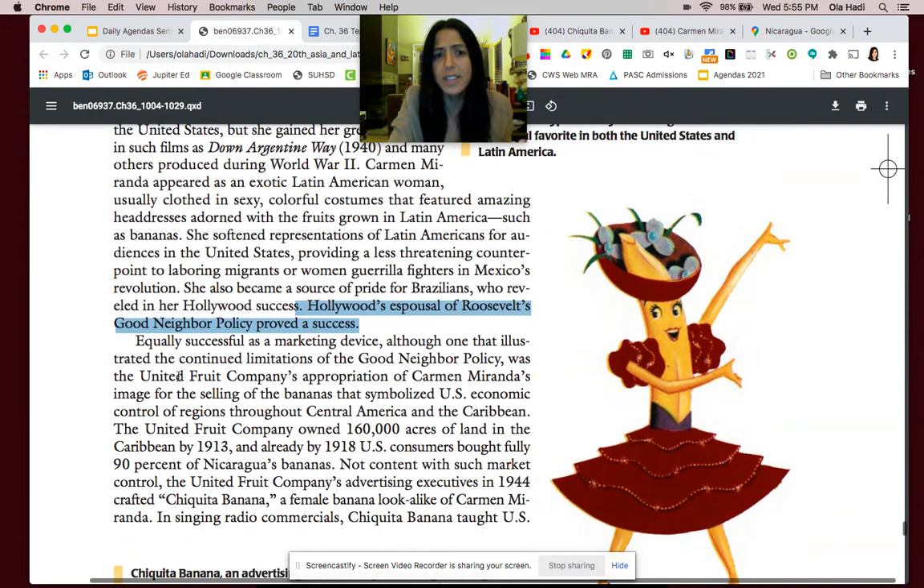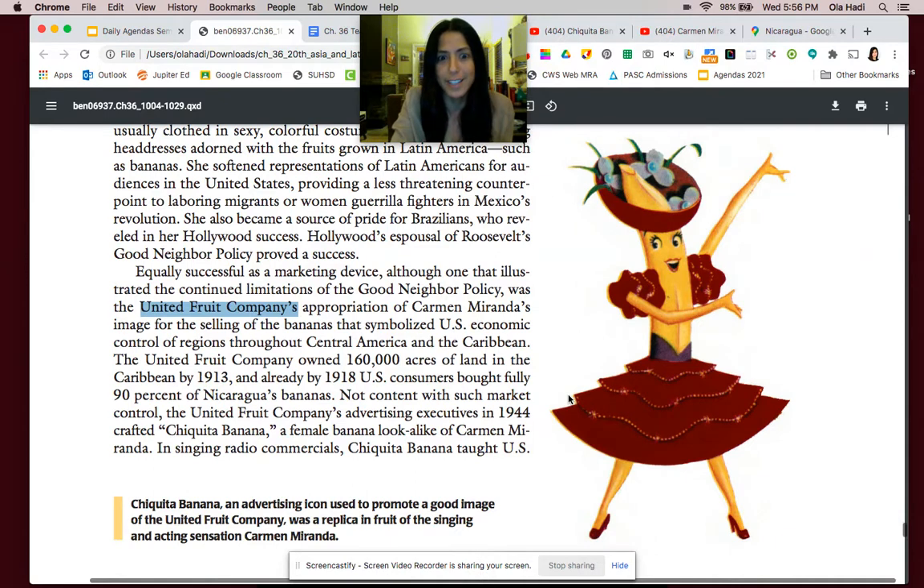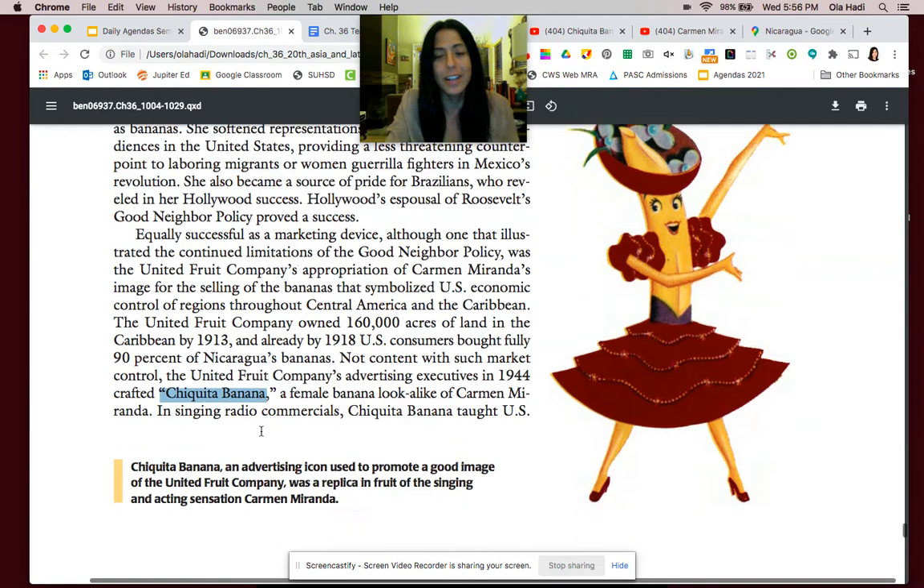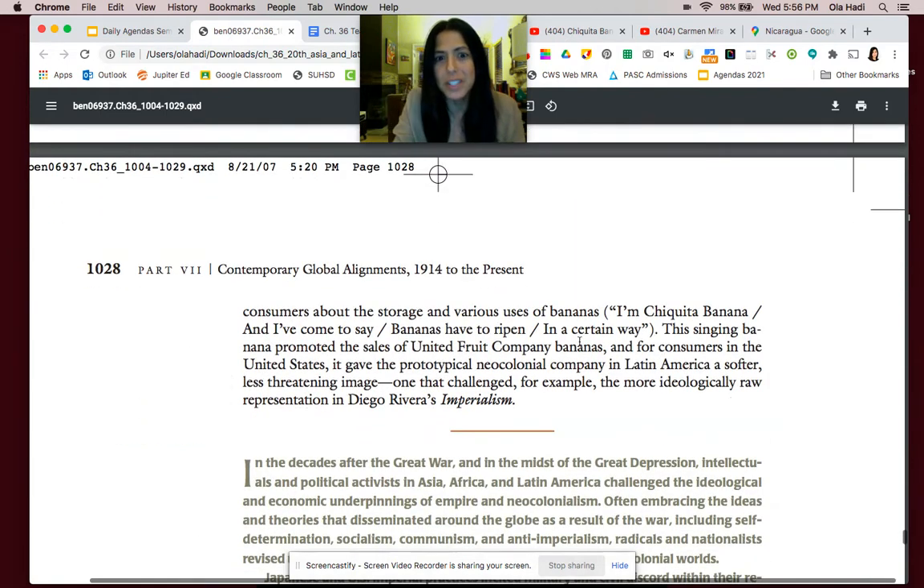We also see this when the United Fruit Company, which was a company that had basically a monopoly on bananas in many Latin American countries, is going to appropriate or take the image of Carmen Miranda and turn her into a singing and dancing banana to try to sell more bananas. This is how you get the Chiquita banana. So really interesting. And this represents a different image of Latin Americans than the ones represented in other ways, for example, Diego Rivera's imperialism, which challenges all that. Well, we'll not get into that, because you guys will have to look at these.